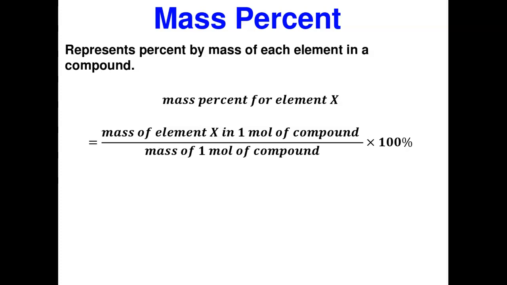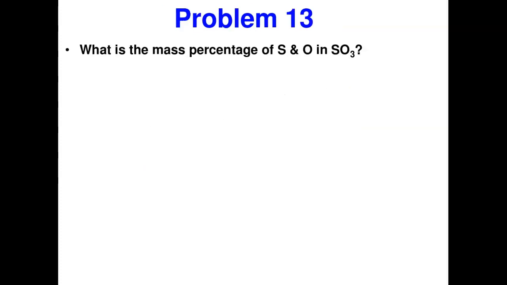Mass percent simply means the way we calculate the percentages of each element in a particular compound. Remember, 1 mole of a particular compound will weigh the molar mass or the formula mass of that compound. So if we get the mass of that particular element and divide it by the molar mass of that compound and multiply by 100, we're going to get the percentage of that particular element. The best way to put this is to take some examples. Again, I'm coming back to my favorite, SO3. It says, what is the mass percent of sulfur and oxygen in SO3?